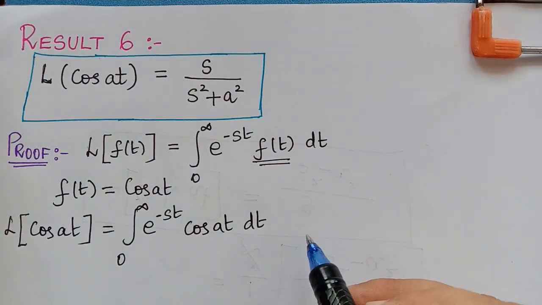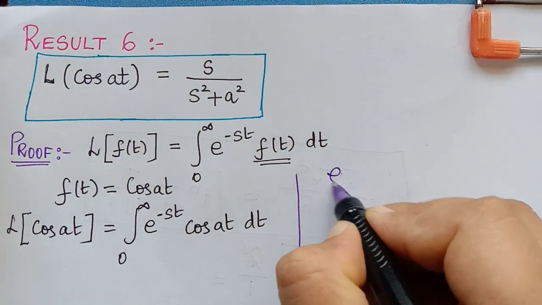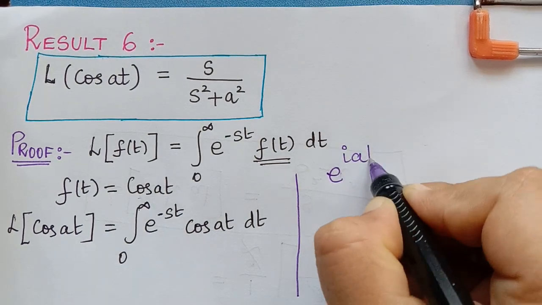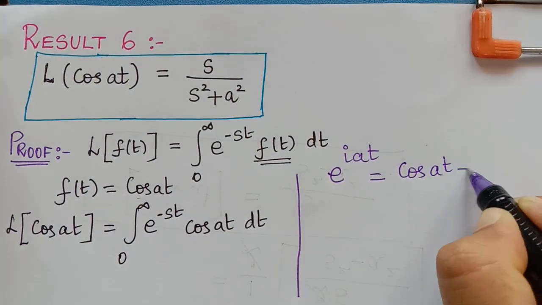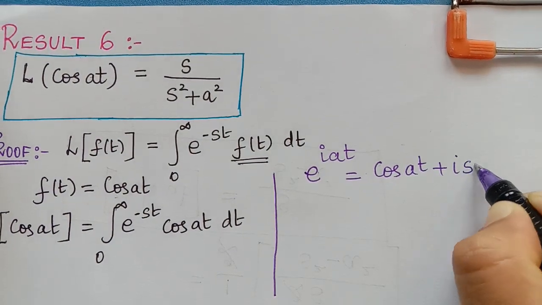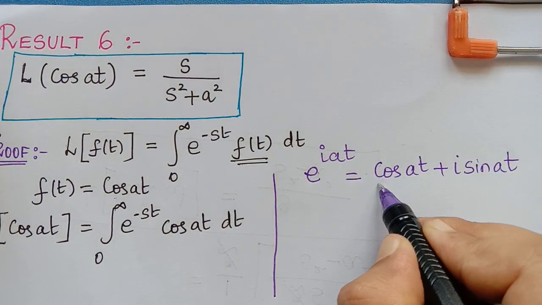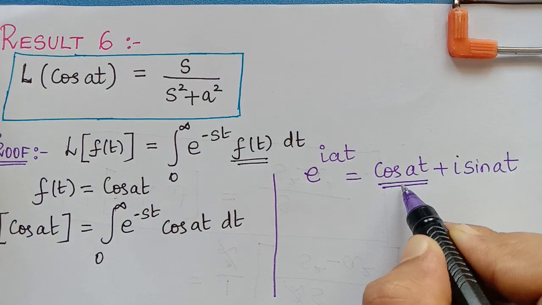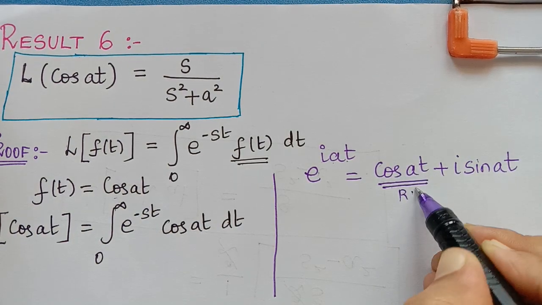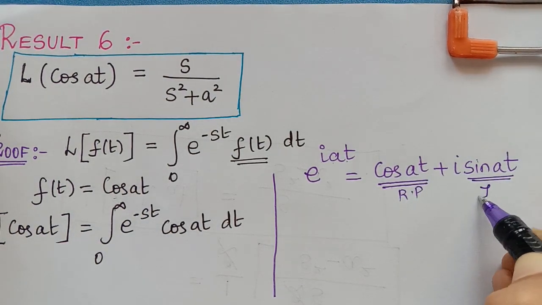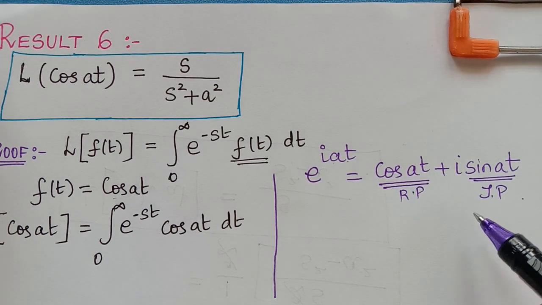Now here I would like to tell you something. Using Euler's formula, we know that e to the power iat is equal to cos at plus i sin at. So this is the Euler's formula. So from this we can say that cos at is the real part of e power iat, and sin at is the imaginary part. So we have seen all this while learning about hyperbolic functions.